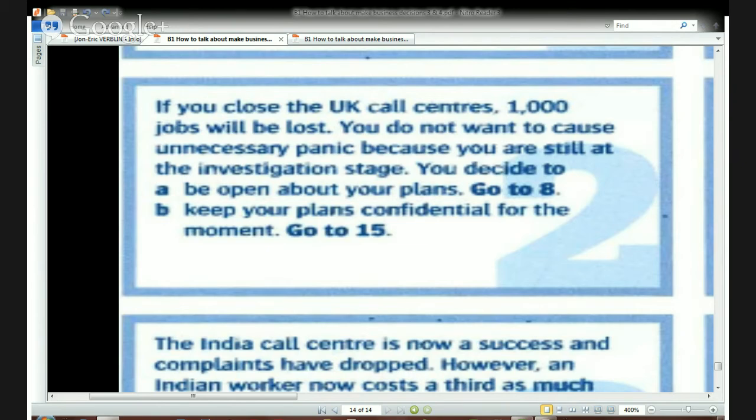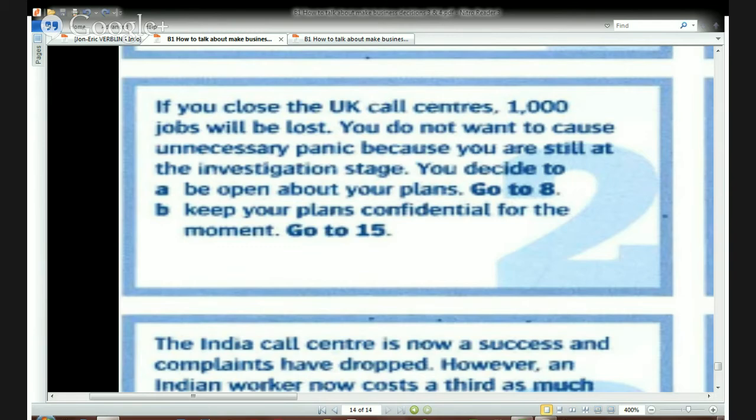The panic attack would happen among local workers. So let's change that a little bit. If we were to close the call center, there might be a panic among the workers. Oh well, not just among the workers, among everyone. There might be a panic. How do they say it here? They say, there might be unnecessary panic. Okay, let's put it like that. If we were to close the UK call center, there might be unnecessary panic.